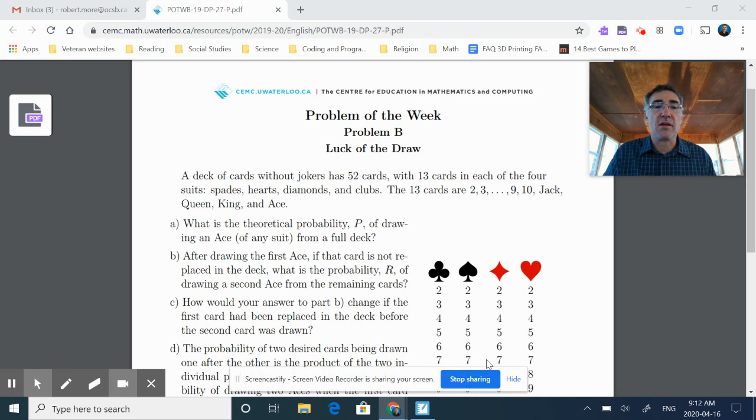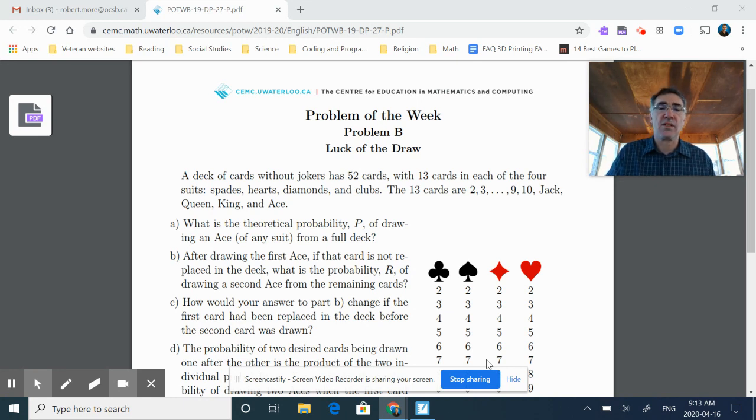And it starts by saying a deck of cards without the jokers has 52 cards, with 13 cards in each of the suits: spades, diamonds, hearts, and clubs. The 13 cards are the 2, 3, and so on up to the ace. And so the first question asks, what is the theoretical probability, or P, of drawing an ace of any suit from a full deck? And so this is where it becomes really important to understand just fractions in general and what the question is asking.